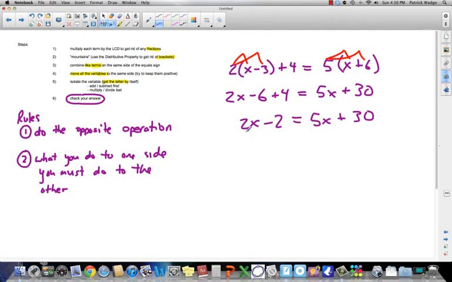Next step, move all the variables to one side. Do you want to move the 2x or the 5x? How about the 2x? Keep our x's positive. So we have negative 2 equals 3x plus 30.